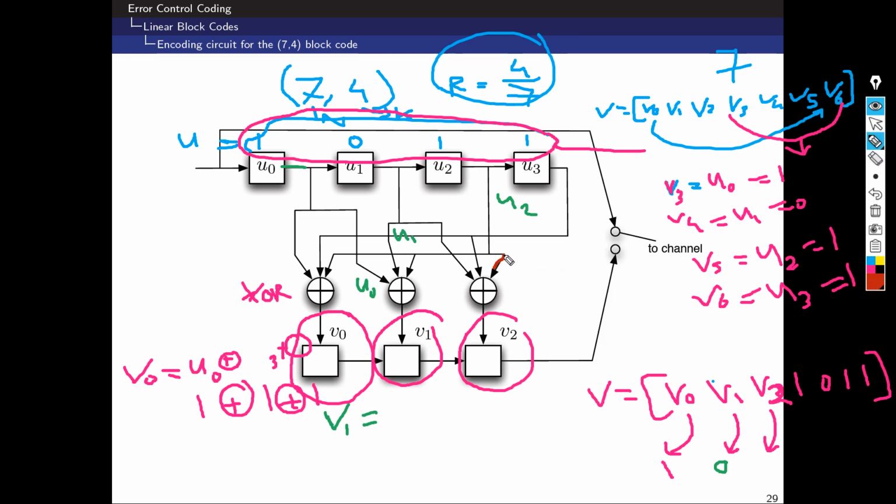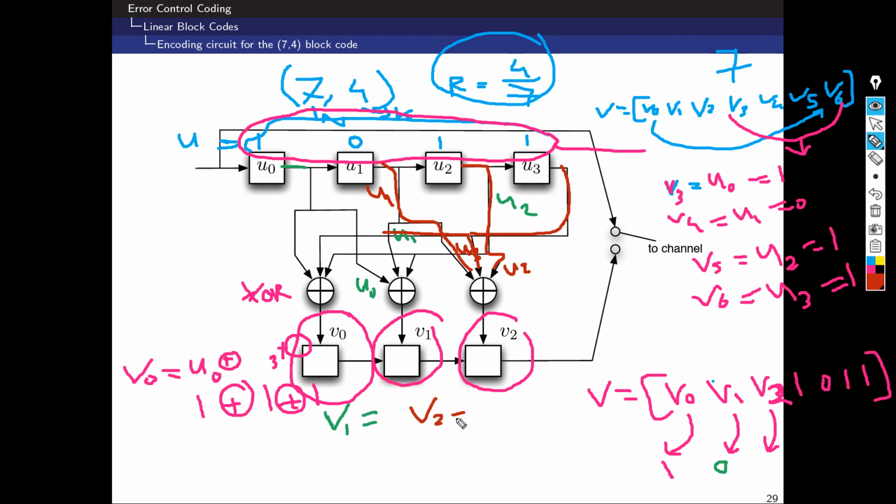This line, the first line, is coming from U2. Here I have U2. And this line is coming from U3. This line is coming from U3. So here you have U3. And this line is coming from U0. So U0, this line, this line U1. So you have V2 here.